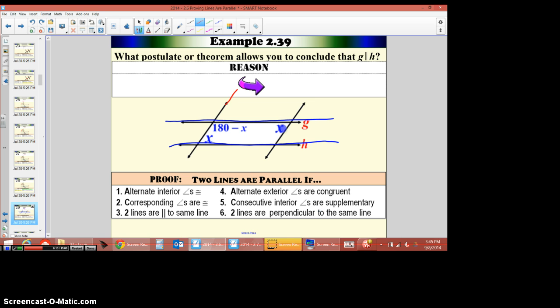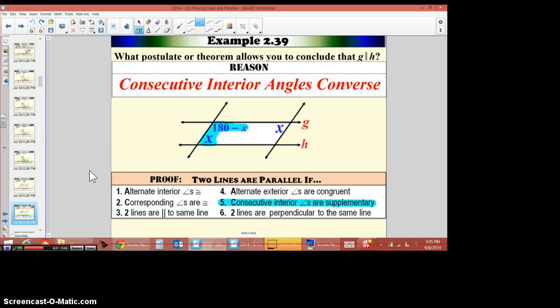If I use this one as my transversal, then I can see, hey, this X and this 180 minus X make consecutive interior angles. And since 180 minus X plus X equals 180, we can then conclude, get rid of those, that it's the consecutive interior angle converse. So let me leave that up there for a little bit longer. Pause the video if you need to write it down, but it's consecutive interior angles, or CIA converse.